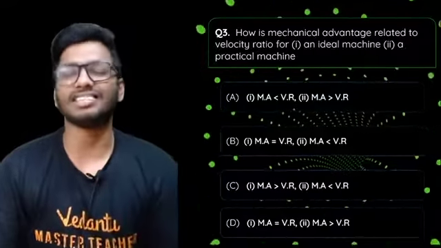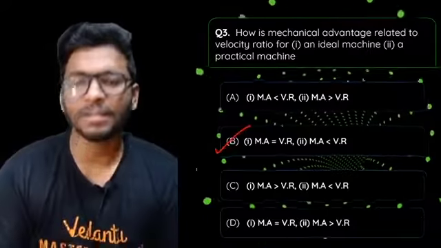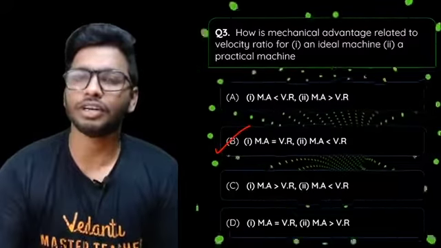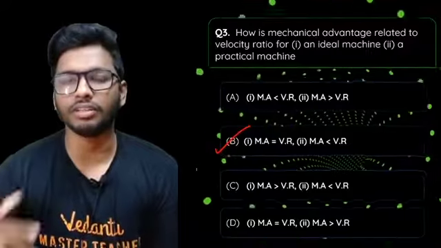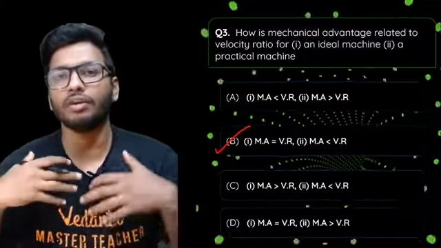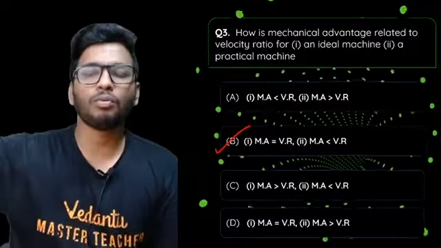The answer to this question, guys, I'll tell you this, it is actually option B. Why? Because in an ideal system, in an ideal machine, whatever effort you put in, the same amount of work would be done, or whatever input work is given to it, the output work would also be the same.